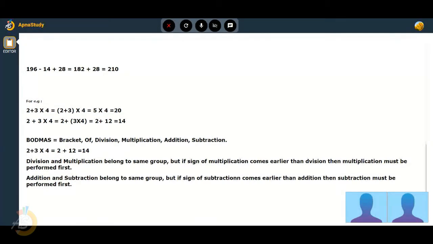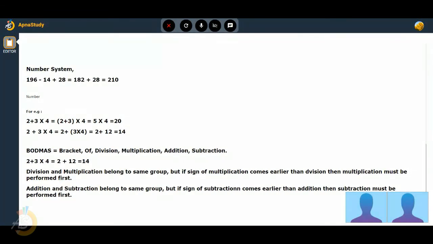So this ends our class today. We have covered the number system and BODMAS. I hope you understood the concept of the number system and BODMAS. Yeah, very much. It was very explanatory.